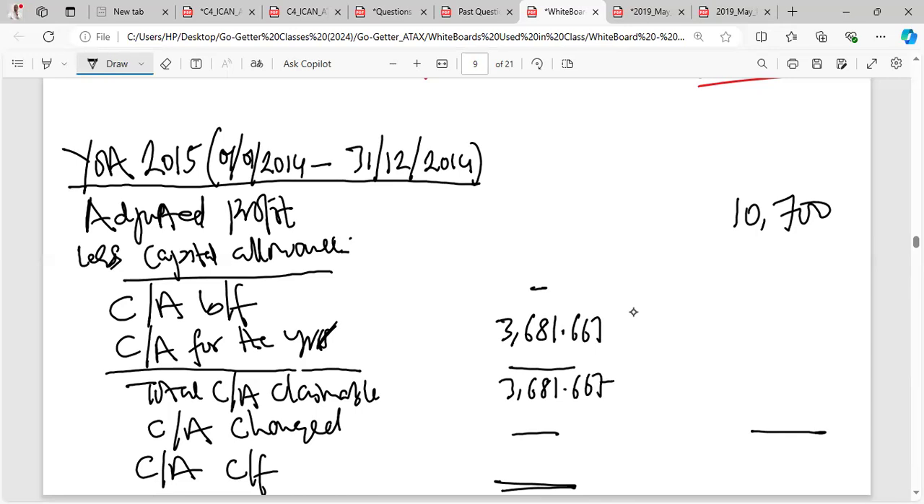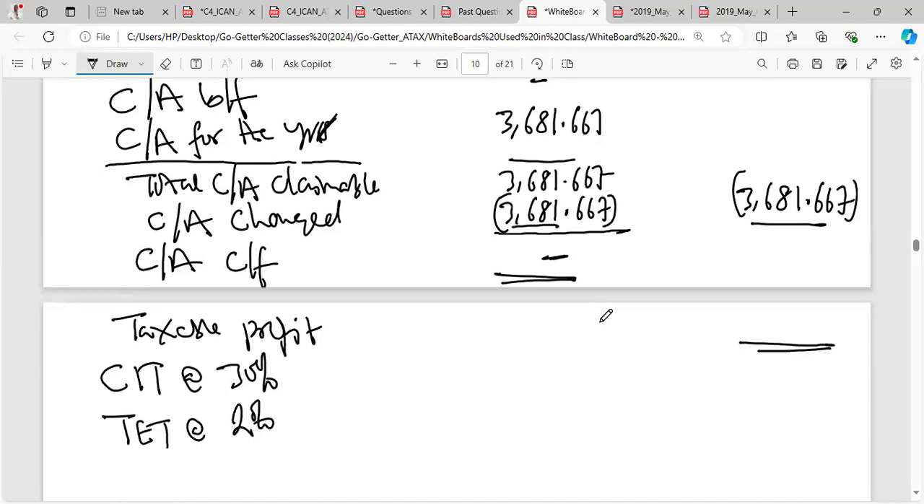Can you charge all of them? Yes, because we have enough. 3681.667. So when you charge, this one will be 0 here. So nothing is carried forward.